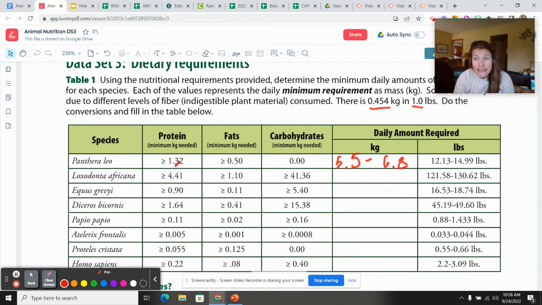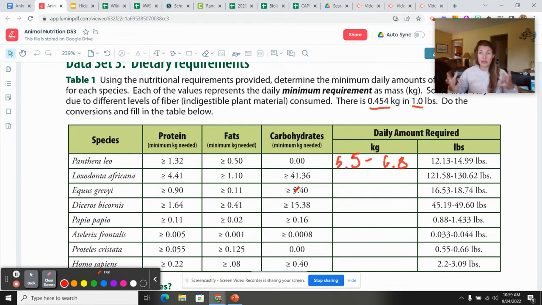And at least 1.32 kilograms of that needs to be protein, at least 0.5 needs to be fat, and they don't need any carbohydrates because they get their energy from fat, not carbohydrates. Okay. So, for example, if we look down here at the zebra, Equus grevyi, they still need protein because they need biomass. They get a little bit of fat, because we actually get a little bit of fat from vegetables and things like that. Think avocados. But they mostly need carbohydrates. That's where they get a ton of their energy from.